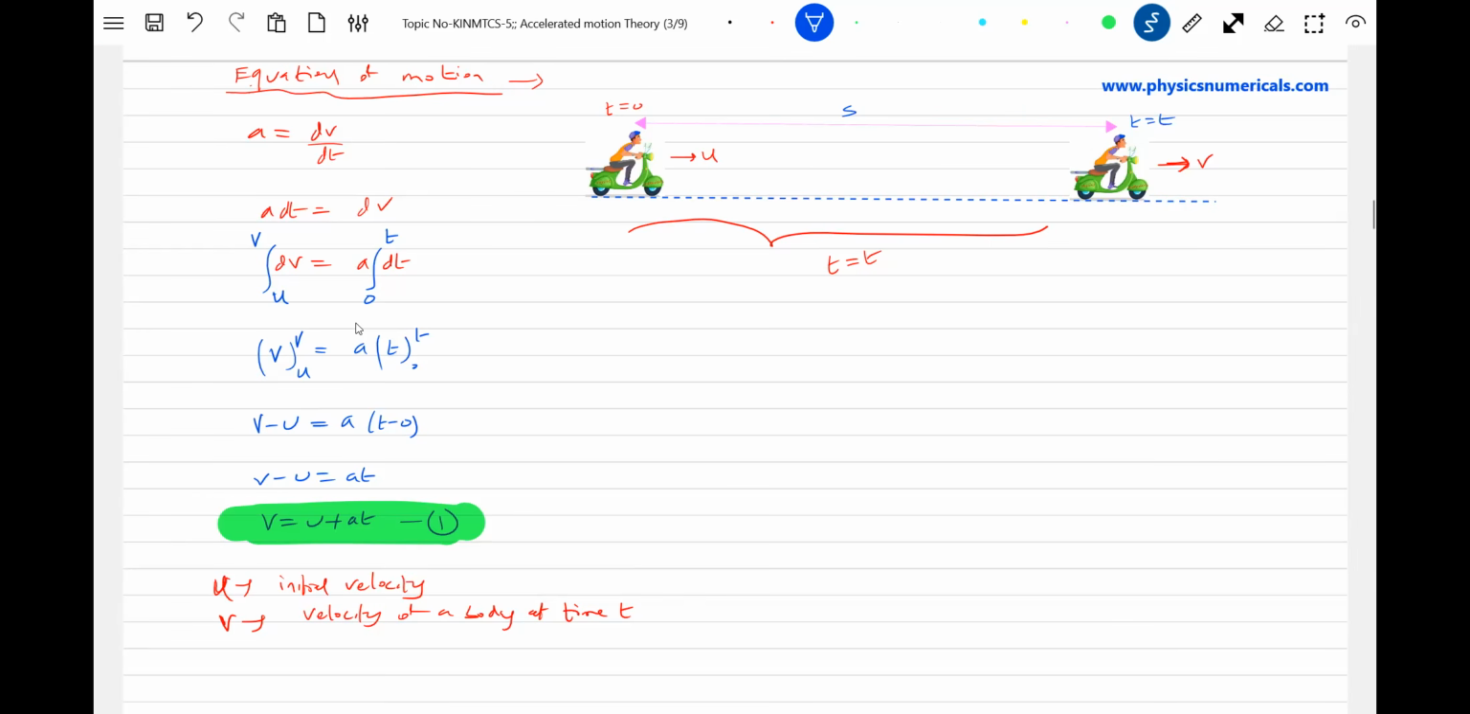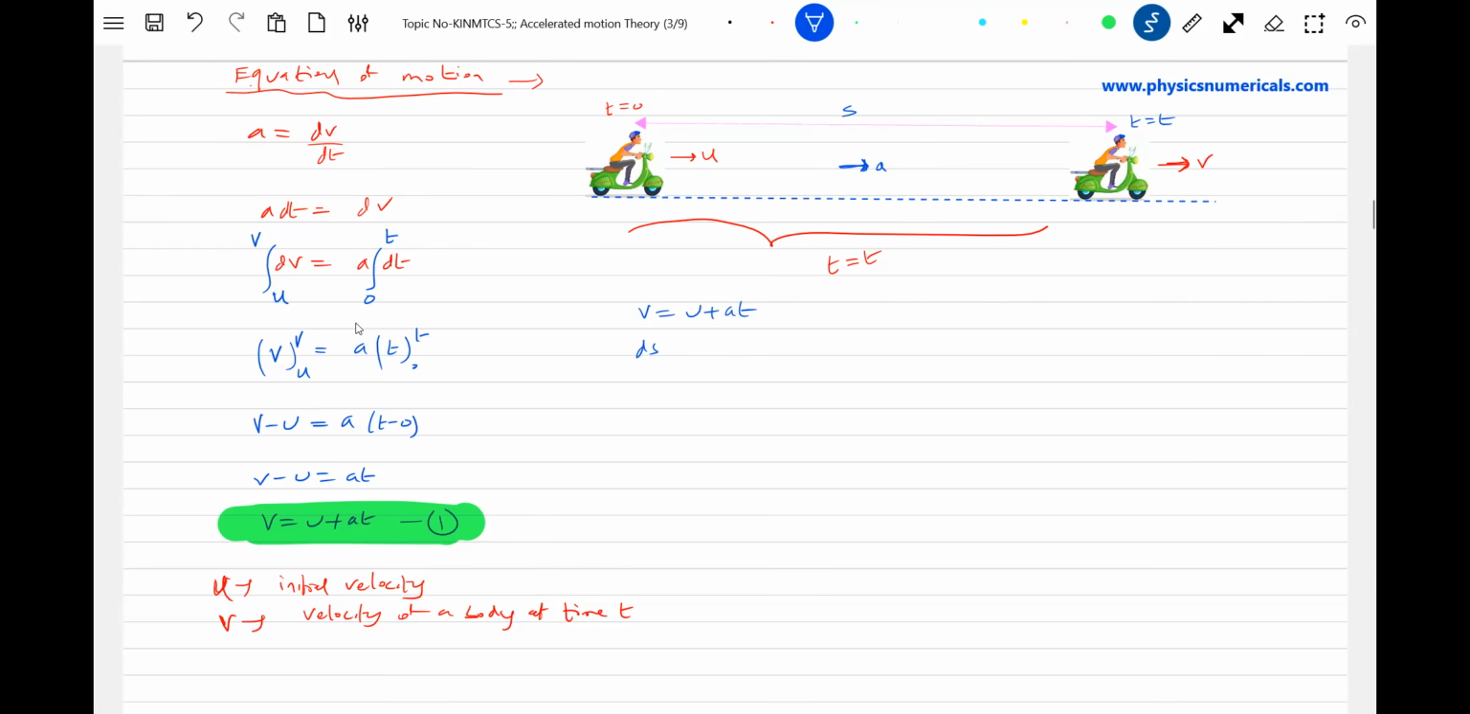Okay, agreed. So at time t equals 0, the particular object is here. After some time t, it will cover some distance, and the acceleration is in this direction. Definitely the velocity v is greater than u. You can see it's describing accelerated motion. Okay, I'm interested now in the distance. So the same equation, I'm going to take help of this one: v equal to u plus at.